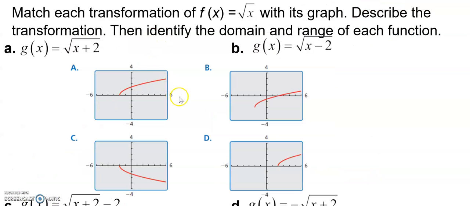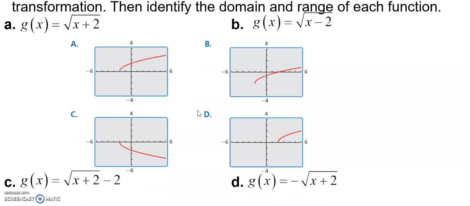All right, so here I want you to try this on your own. We're going based off the parent function of square root of x. For each of these, I want you to describe the transformation, and I want you to match the equation to its corresponding graph and identify the domain and range for that as well. So go ahead and pause the video, identify the transformation, match the equation with the graph, and identify the domain and range. Unpause when you're ready to discuss.